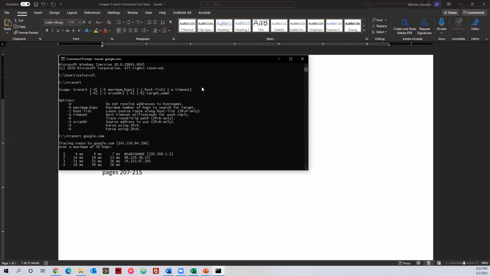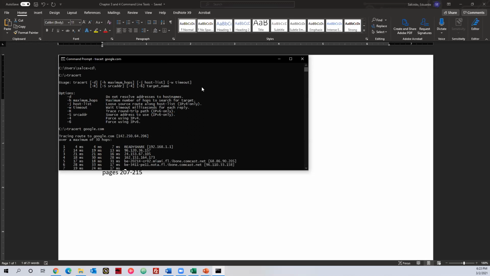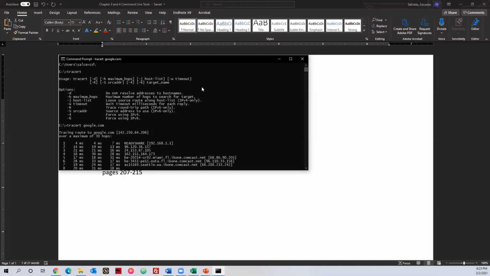Let's see. Because at some point it starts bringing up Comcast IPs for us so that you know it's a backbone, the internet. There you go. So if you don't put any dash anything and you just type tracert google.com, it starts telling you the names of these places where it goes and hops through.